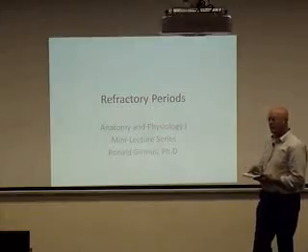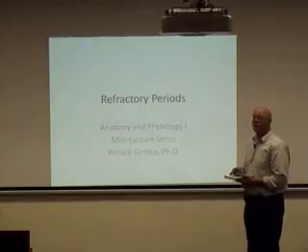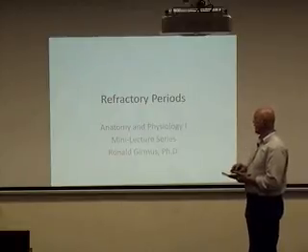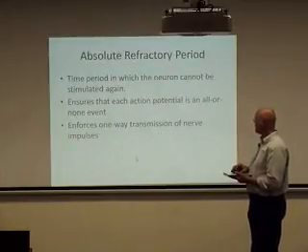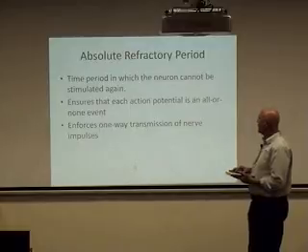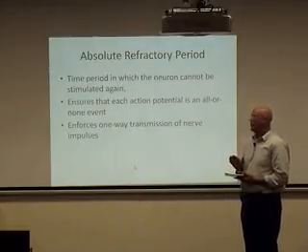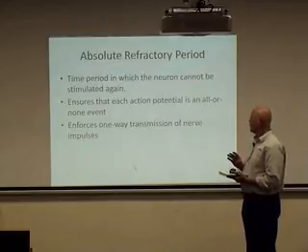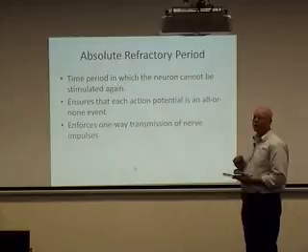Hello students, we're continuing to discuss the neuron and the generation of the action potential, that generation of the electrical impulse that travels along the axon of the neuron. And in this segment I'd like to talk about what are called refractory periods. A refractory period is a time period in which the neuron cannot be stimulated again. We're going to have two refractory periods, an absolute refractory period and a relative refractory period.